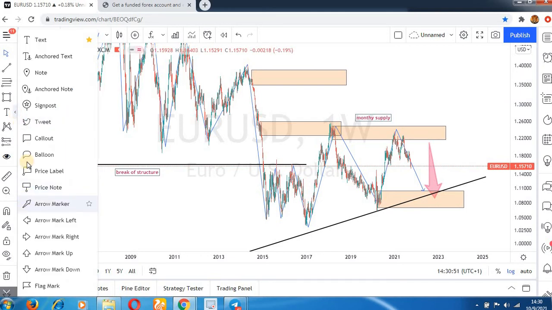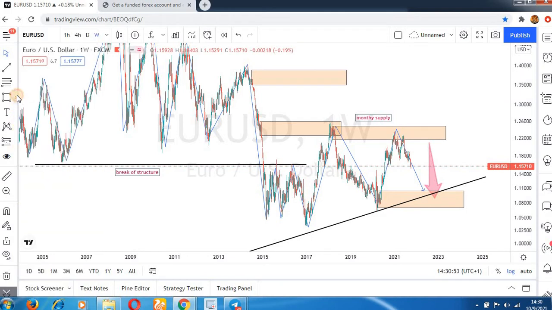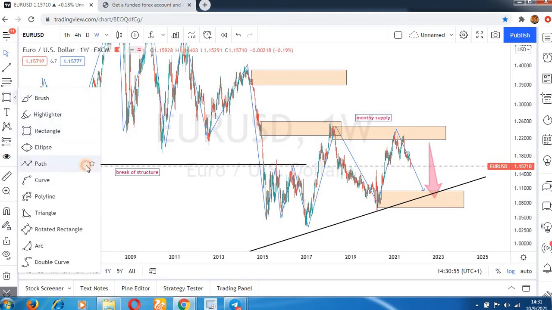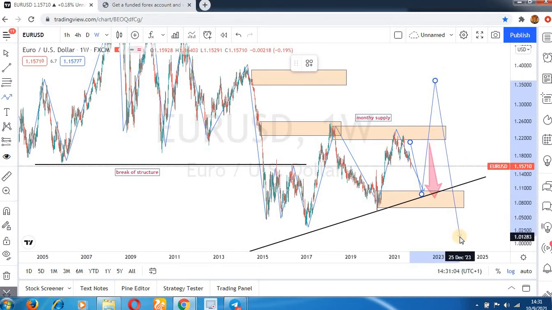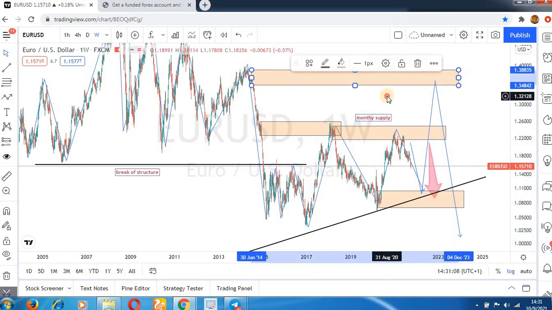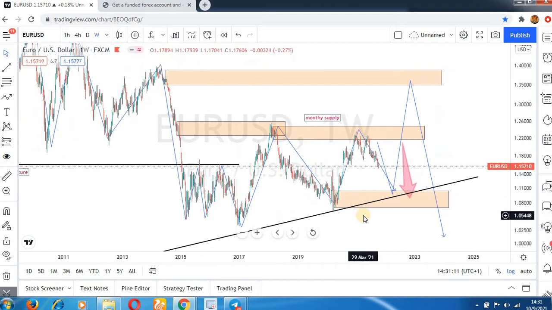Okay. This defines our potential move, which I'm looking at as a potential move here to maybe come back and take orders from here, then fall. Do you understand? Do you understand what I mean?